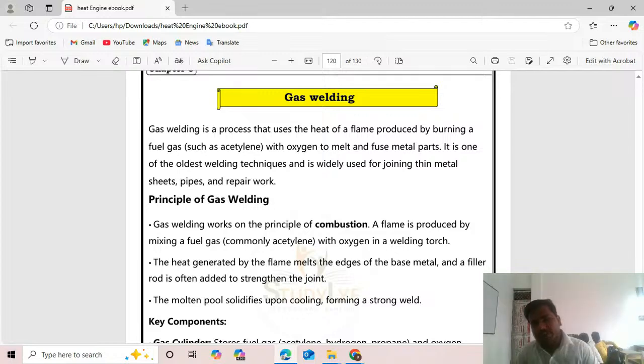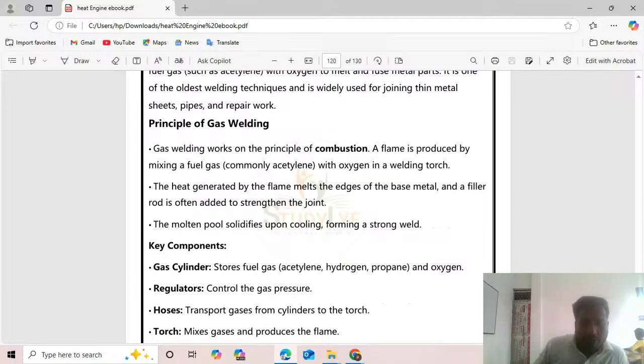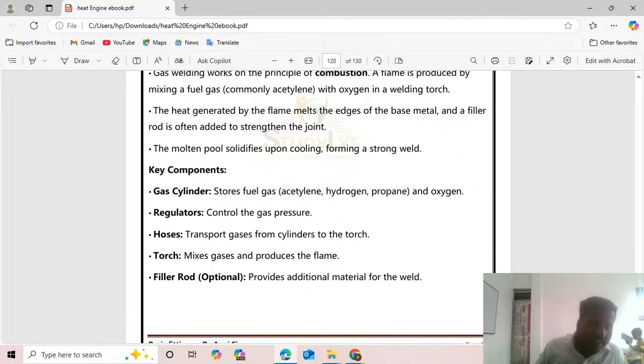So what is the principle of gas welding? Gas welding works on the principle of combustion. A flame is produced by mixing a fuel gas with oxygen in a welding torch, and the heat generated by the flame melts the edges of the base metal. A filler rod is often added to strengthen the joint. The molten metal solidifies upon cooling, forming a strong weld. So basically in gas welding the gas will be used to form a high-temperature flame, and then the melting process will be done.